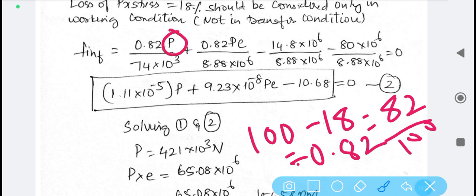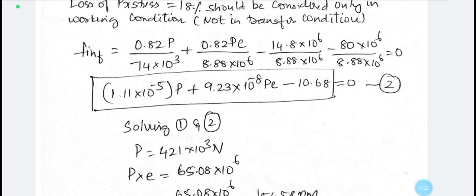Wherever the pre-stressing P is available, that is only in the phases of pre-stress due to the direct stress and pre-stress due to the bending. Only in these two cases the losses have to be multiplied, whereas in the dead load and live load cases, the losses should not be accounted. So this is also one of the major things to be accounted for while solving the problem.